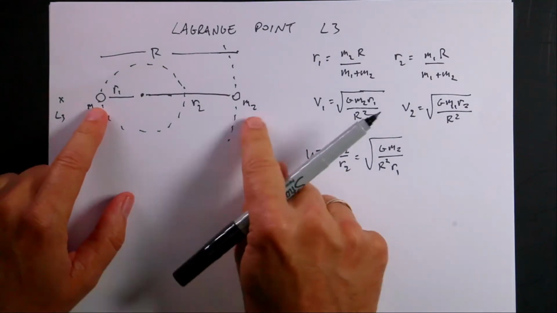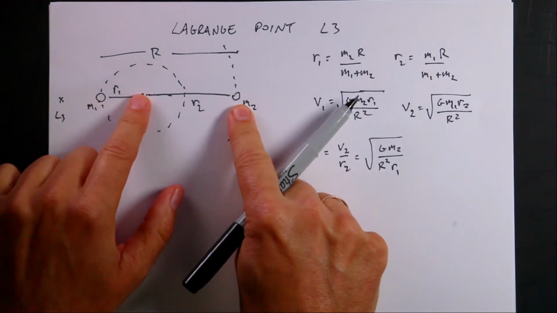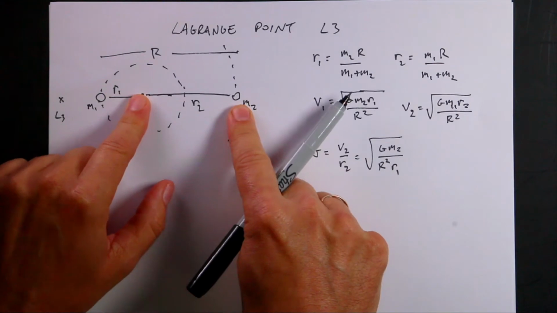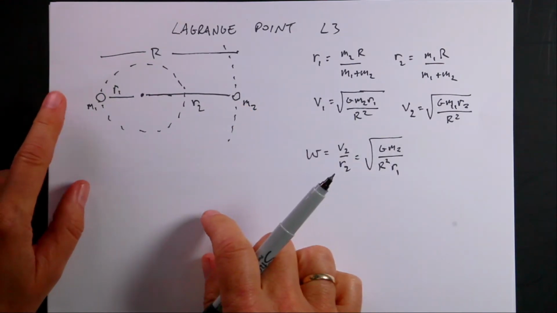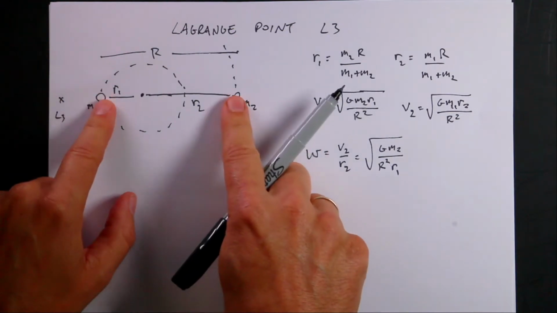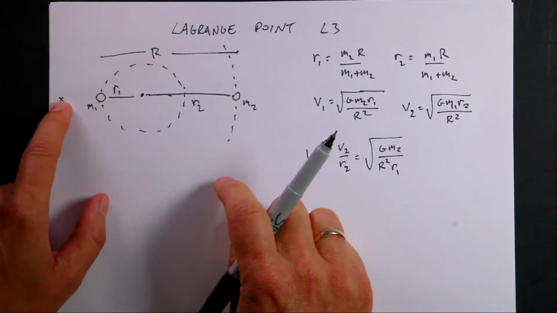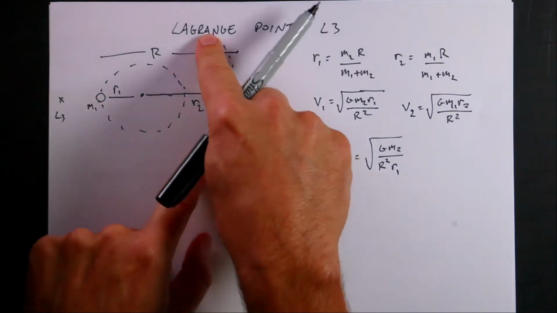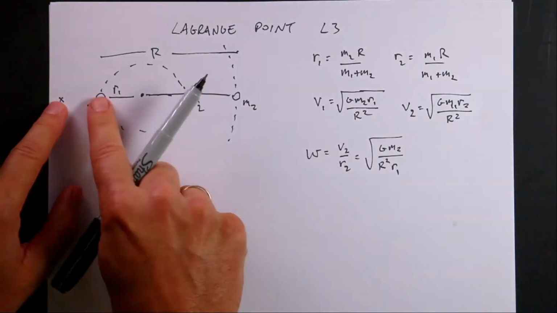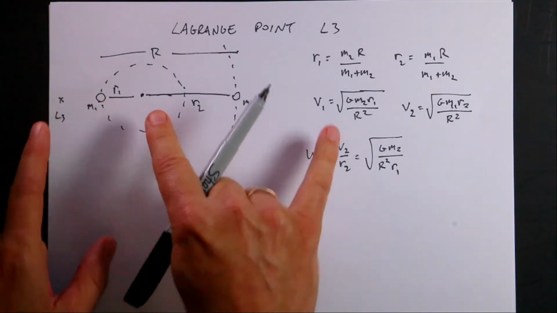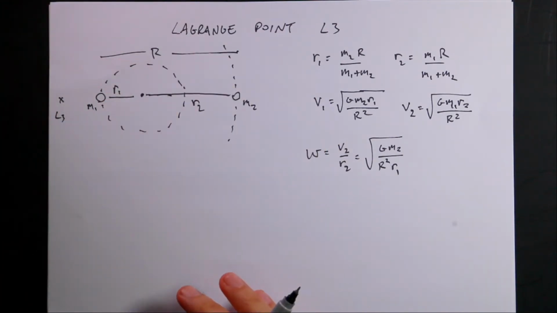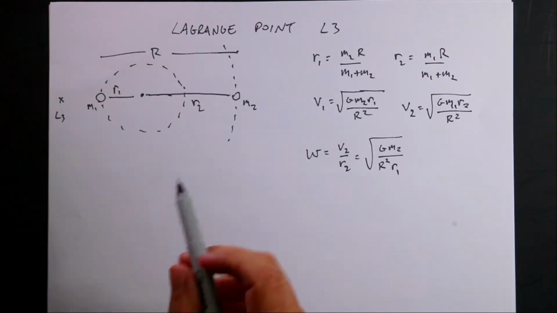If I have two objects that are orbiting a common center of mass, it is possible to put an object at different locations. Here's one right here, I could put it right here, such that the angular velocity of an object here is the same as the angular velocity of these orbiting. And what that means is that it will stay in the same position relative to these two things. So they all rotate together. This is the L3 Lagrange point.